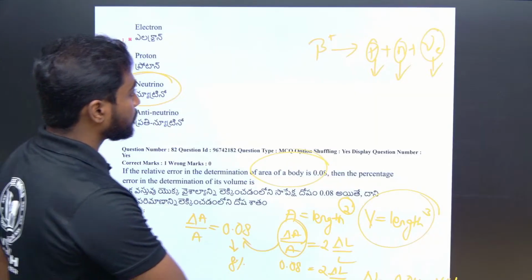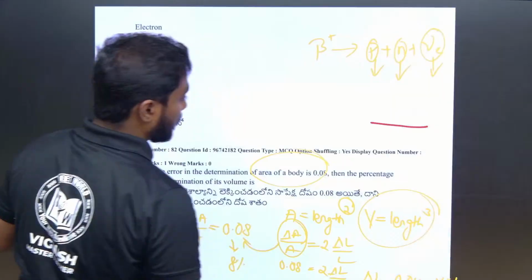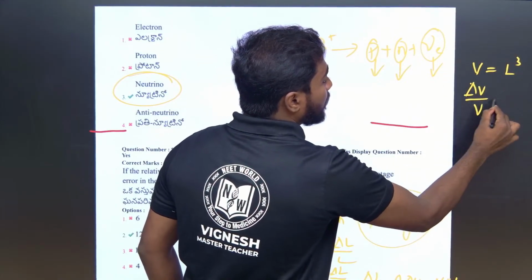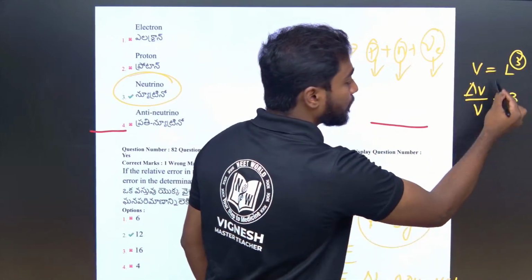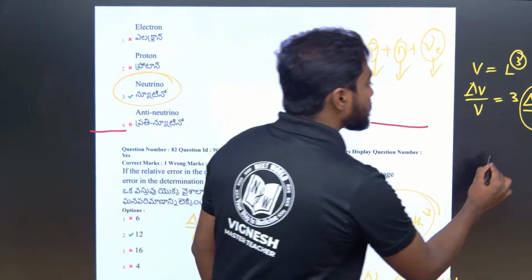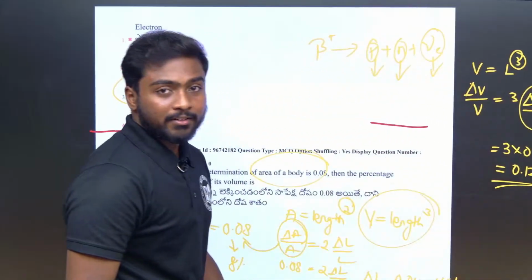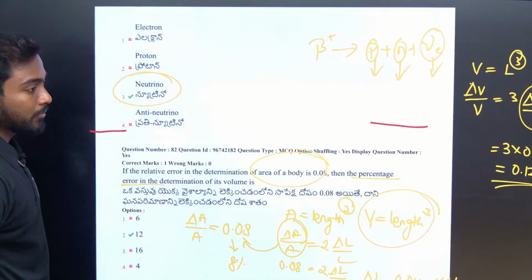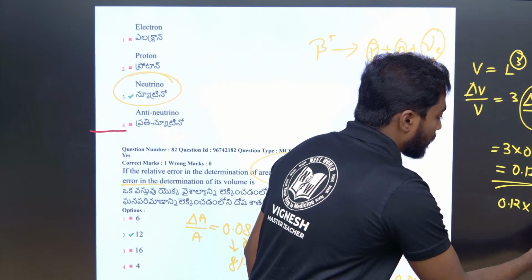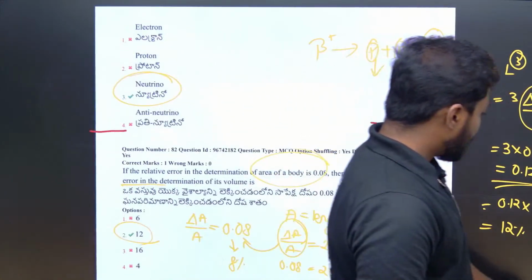So when I talk about the volume, volume equals length cube. So delta V by V equals, the power is 3 here, so 3 into delta L by L. We know the value of delta L by L, it is 0.04. So delta V by V equals 3 into 0.04, which is nothing but 0.12. In terms of percentage they are asking, the percentage error, that is 0.12 into 100, which is nothing but 12 percent. So 12 percent is the answer. You can take down this question.